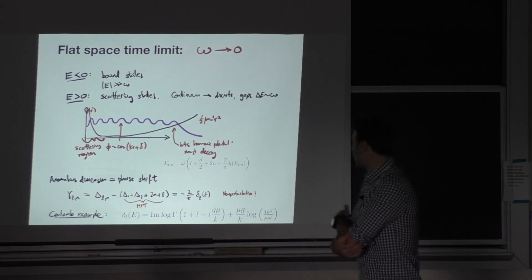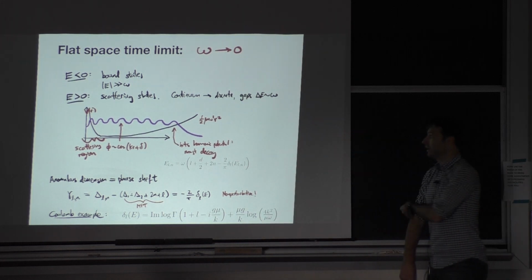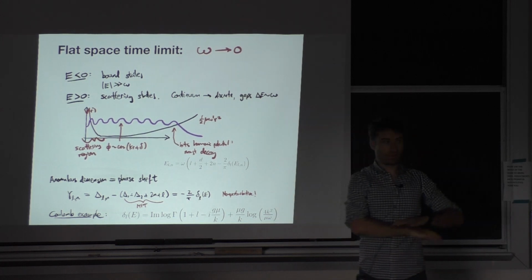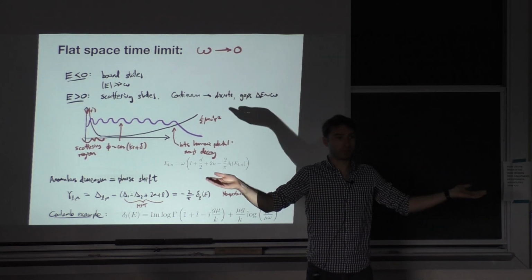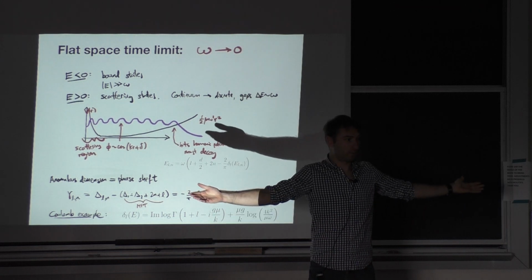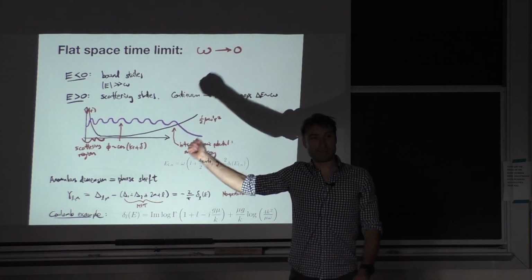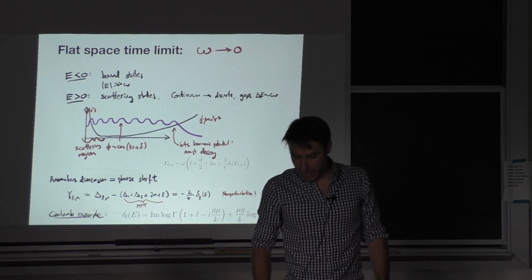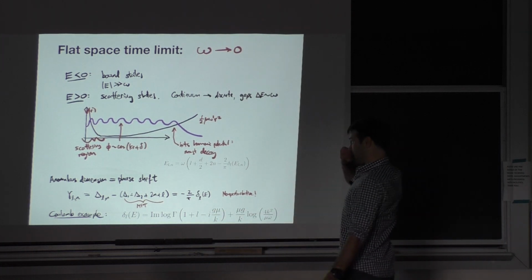Okay, so I'll just briefly touch on one interesting limit here, which is what happens when we take flat spacetime. So we take this harmonic potential to be very, very shallow. So we take c to infinity first, but now we're going to take omega to be small as well. And the spectrum now divides into sort of two pieces.